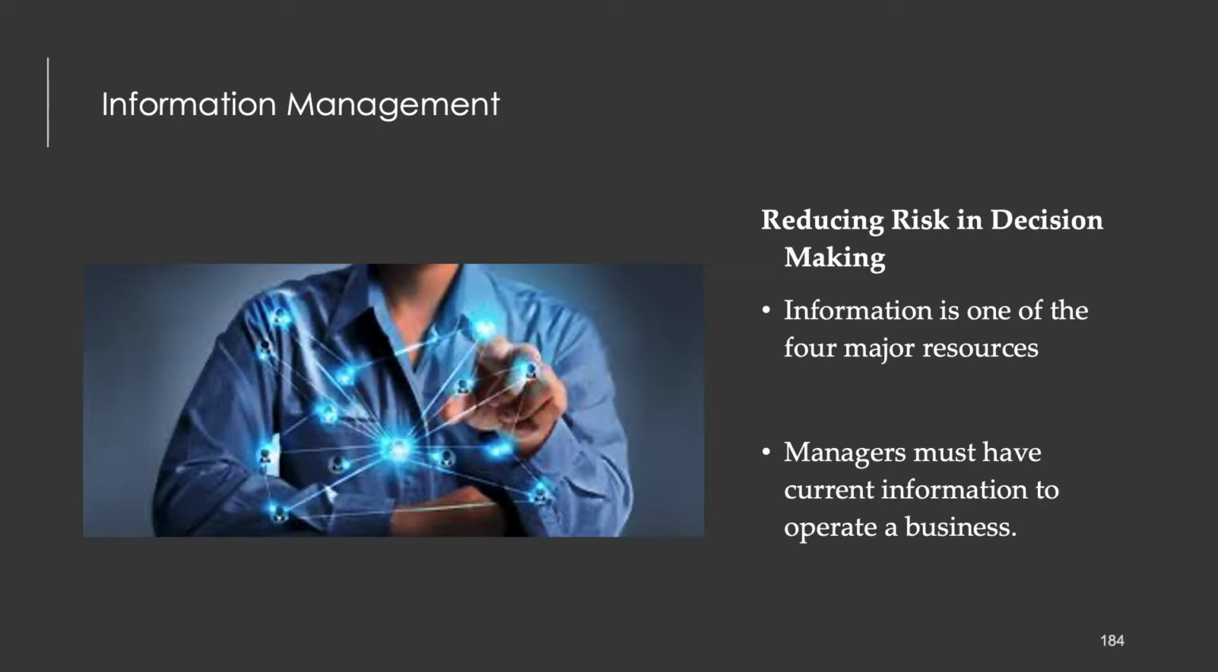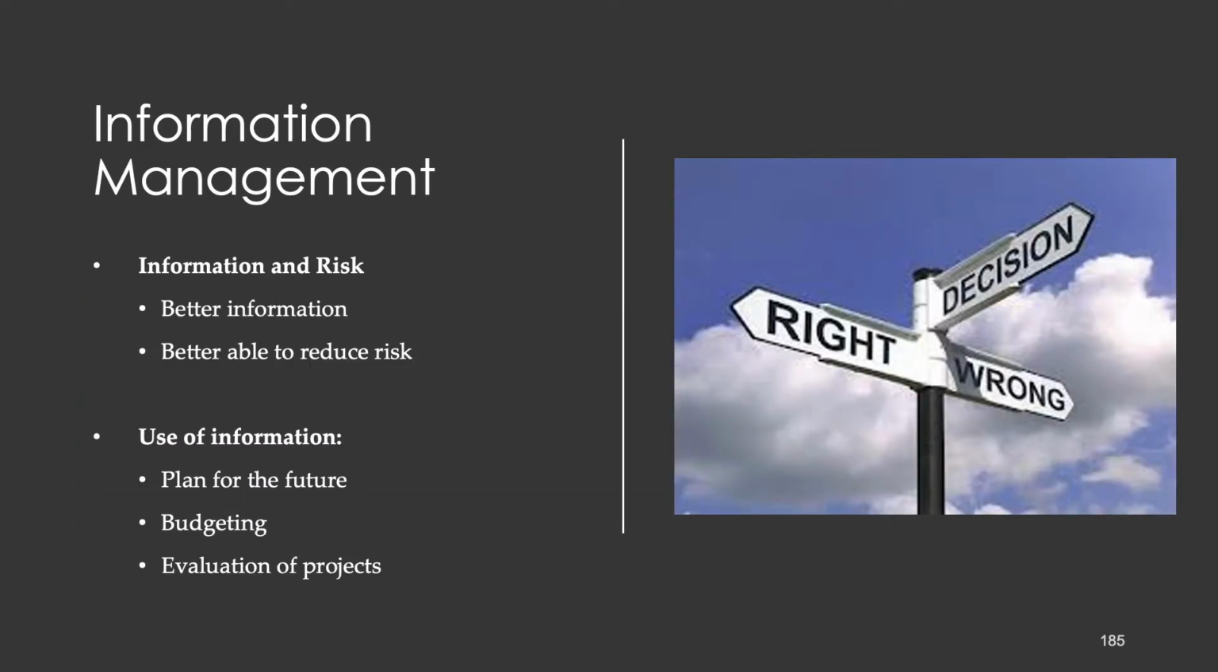Well, hopefully it is for reducing risks in a decision-making process. Obviously, the more current and better information we have, if we use it correctly, the better we can operate a business and reduce risks as well. There's the right way and the wrong way, my friends, and how do we choose which direction? Hopefully the right decision to make. Better information should be able to reduce the risk of a project, of an idea, of a business not succeeding or going wrong.